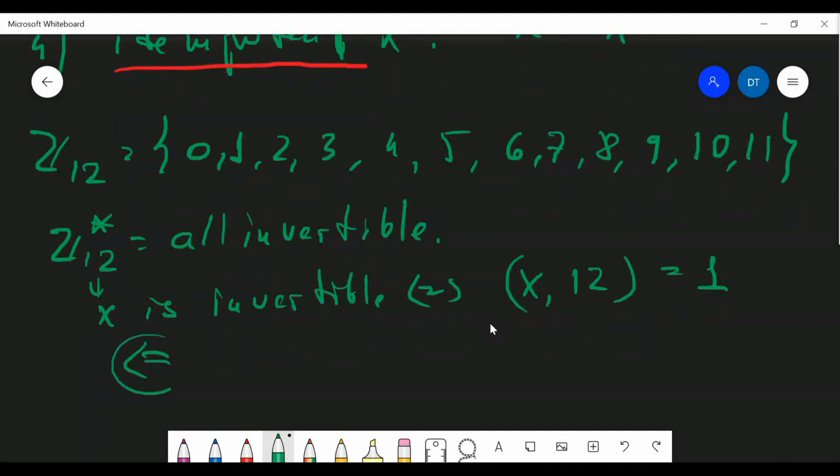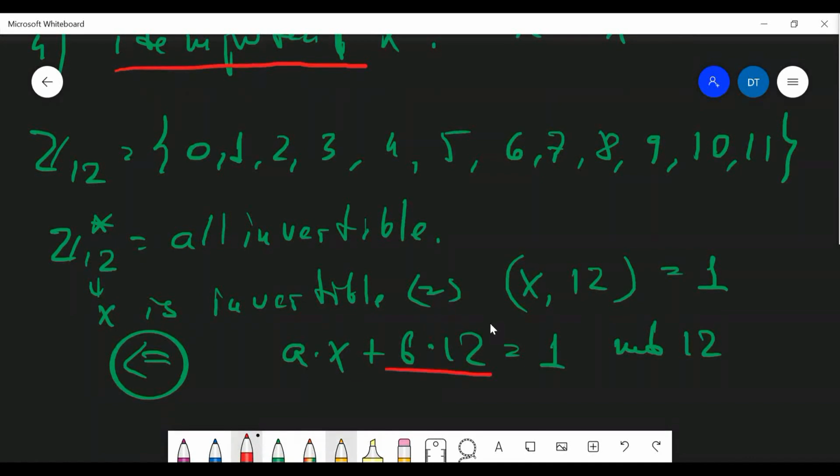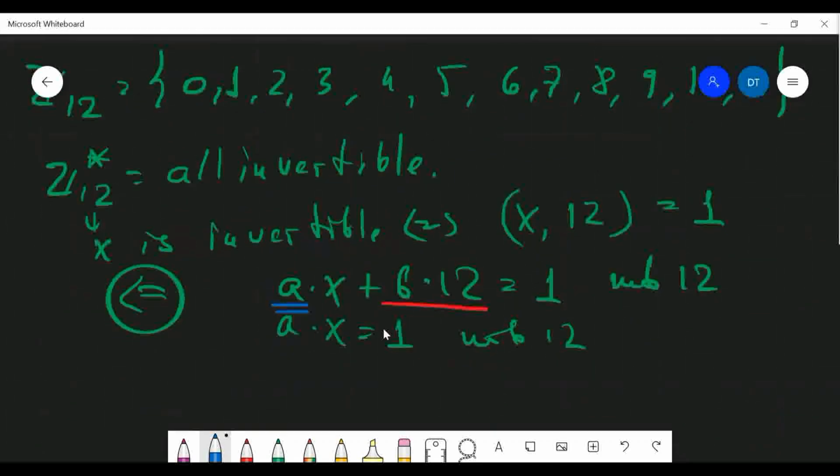Let's go right to left. If x and 12 are co-prime, then the GCD can be presented as a linear combination of x and 12, where a and b are integers. And when you take this modulo 12, this becomes 0. And as you can see, a times x equals 1 modulo 12. So by definition, a is the inverse element for the element x. So if x and 12 are co-prime, then x is invertible.